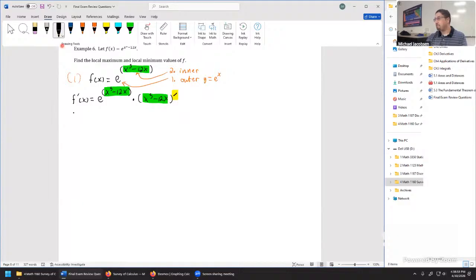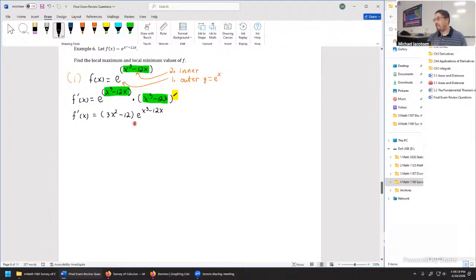F prime at x is now, I'm going to take this derivative but move it off to the left-hand side. That's going to be equal to, we'll still need parentheses, 3x squared minus 12 times e to the power. We can drop parentheses here. It was mainly to visualize the chain rule. X cubed minus 12x.